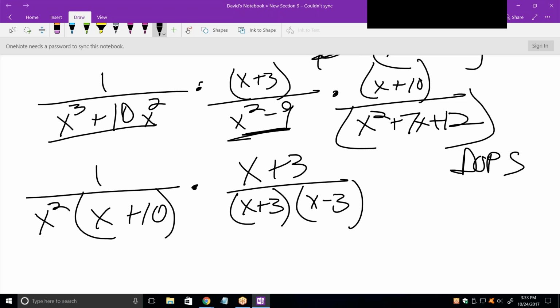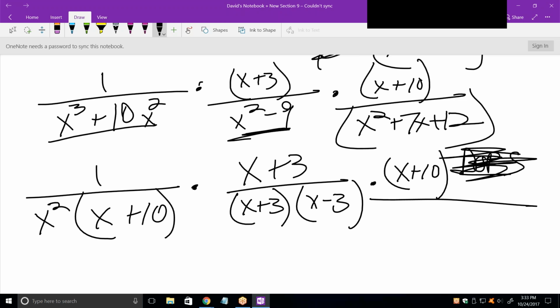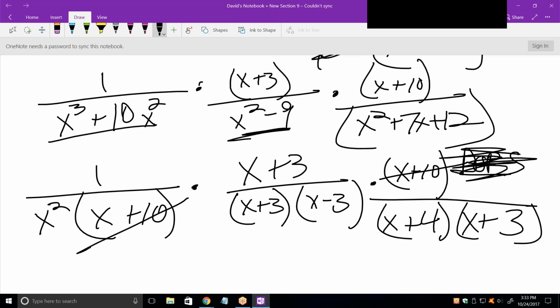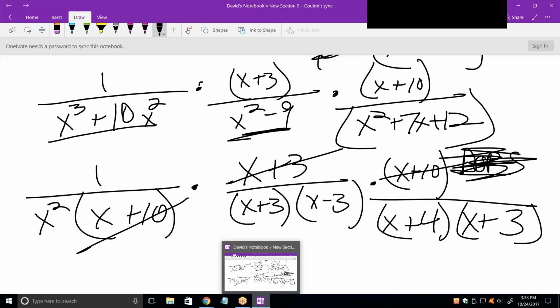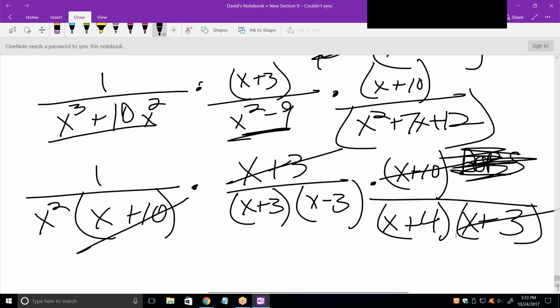Now let's go to the term on the right. That x plus 10 certainly doesn't factor, but the bottom does. What does the bottom factor into? x plus 4, x plus 3. Yep. Now start canceling wherever you can cancel. x plus 10, and then x plus 3. And I think that's it. So what does that leave us with?